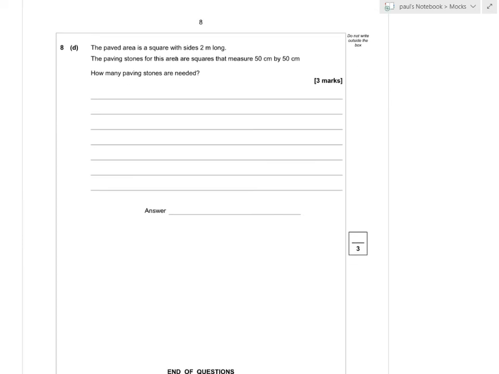The paved area is a square 2 meters long. The paving stones are 50 by 50. How many slabs are needed? Okay, so let's draw the square out here. So this is 2 meters. Now I'm going to change this to centimeters. I'm going to call that 200 centimeters. It's going to be a lot of zeros in this. So if I work out the area of the paved bit, then work out the area of the paving stone and divide one into the other, we should be okay.